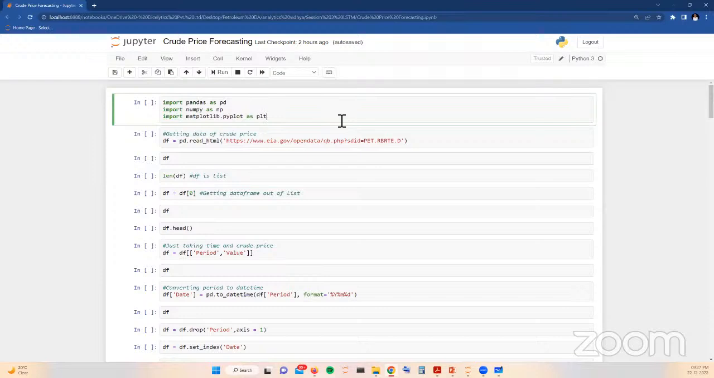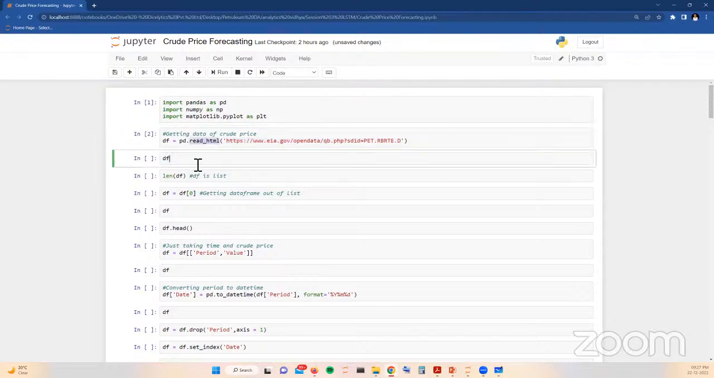Again, the limitations part we will discuss at the end. So first of all, I'm importing all the libraries that I am going to use: pandas, numpy, and for plotting, matplotlib. For getting the crude oil price data, I'm using a website where the Brent crude price data is updated every day, and I'm using the read_html function of pandas.